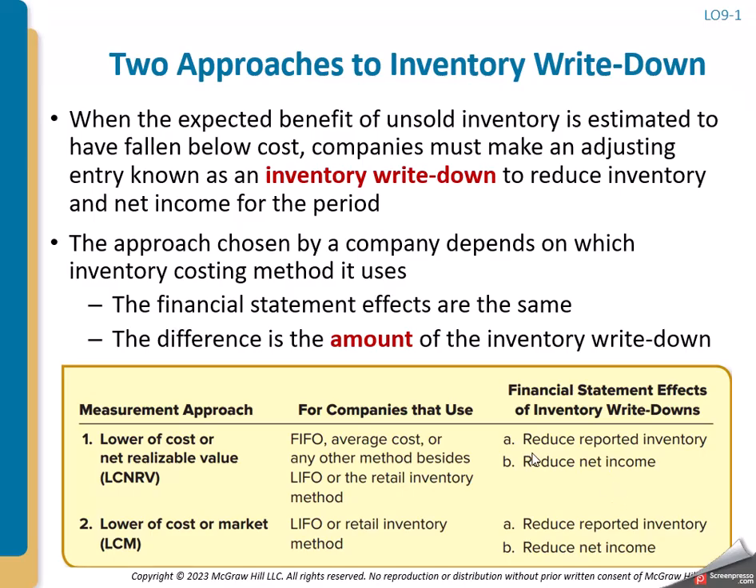At the end, we're going to credit the inventory and debit the cost of goods sold. So that reduces our inventory down to either the lower of cost or net realizable value or market. And then our net income is going to be reduced because we charge that difference out to cost of goods sold.